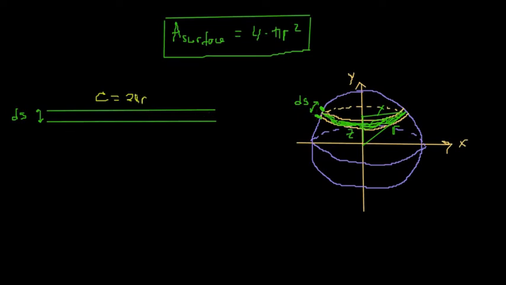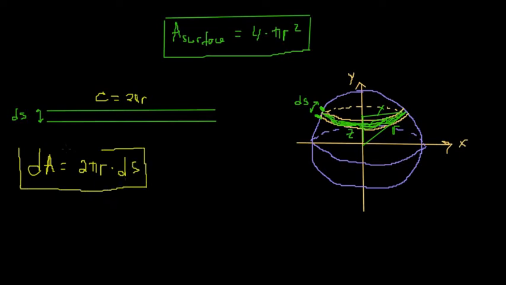So we can say that the area, this small tiny surface area of this small strip, or let's call it dA, is going to be just equal to the length of this circle, or the length of the rectangle, which is 2 pi r, times this height of the rectangle, which is equal to ds. So we got the equation of this small tiny surface area of this tiny strip.